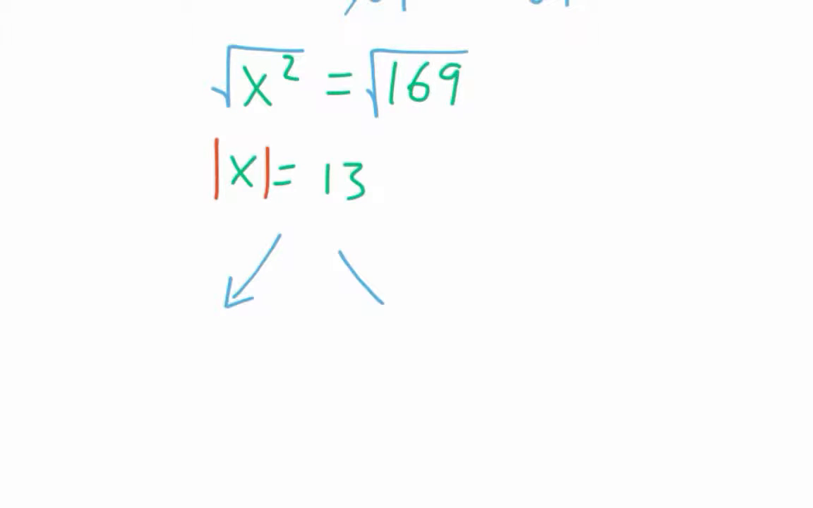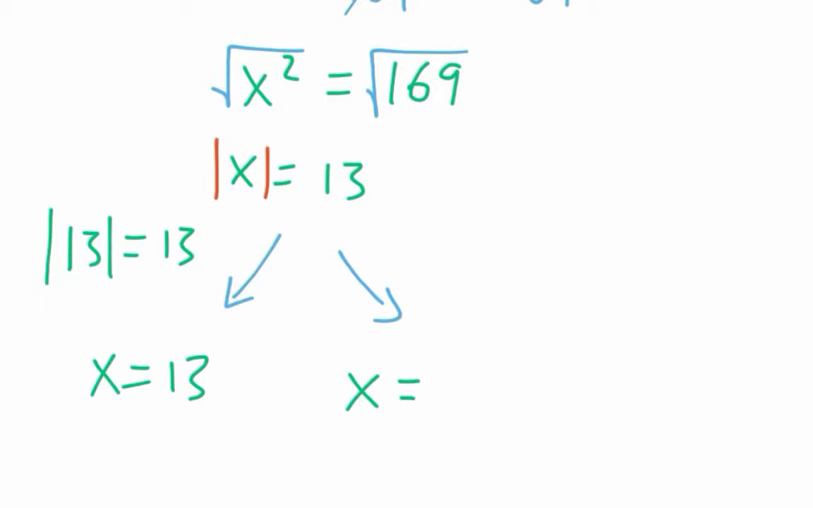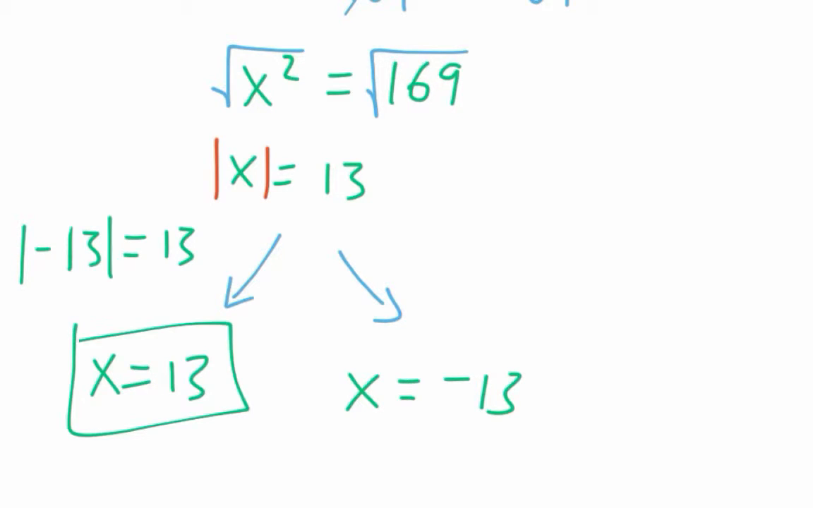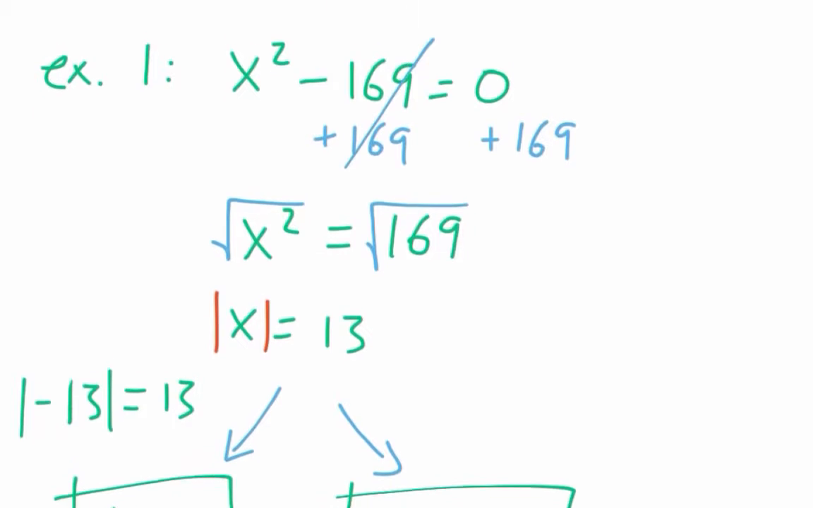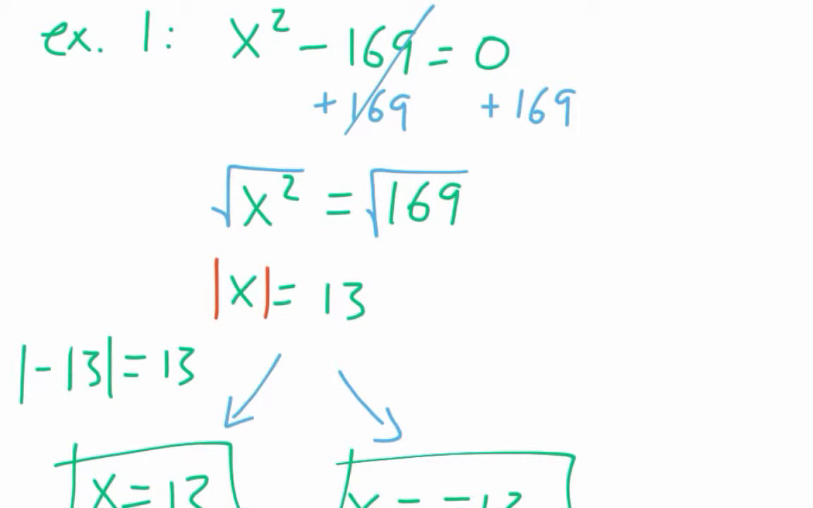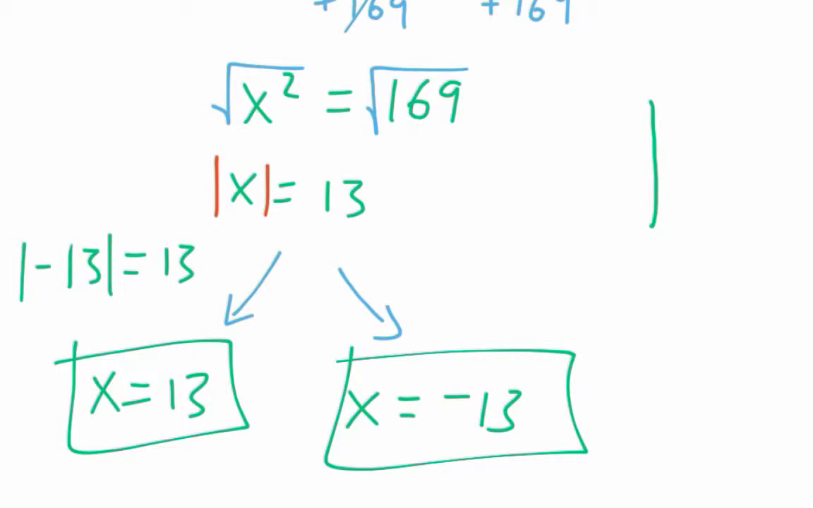Because we can take this now and say, all right, what could I have right inside my absolute value? Do you agree that it could be a 13? So I could have x equals 13, because the absolute value of 13 equals 13, right? Or x could be negative 13, because the absolute value of negative 13 also gives me the positive 13. So those are my two x-intercepts, the two x values that satisfy that first equation, that make that first equation equal 0. How are we doing? You guys okay on that?